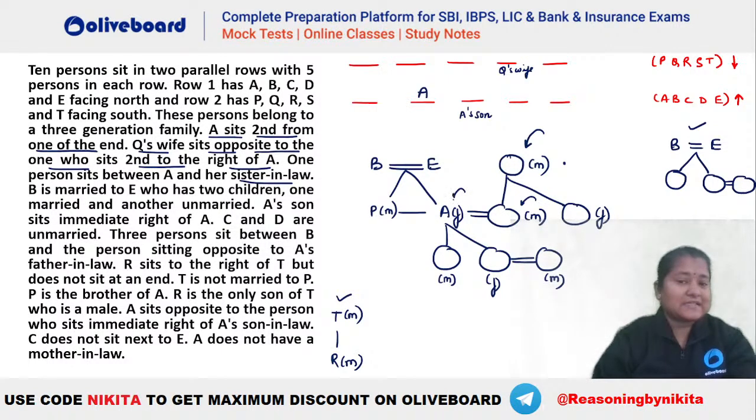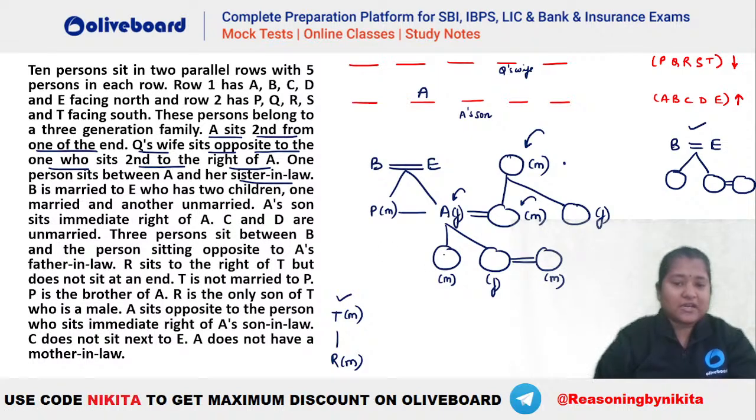Dekho, A has a son. Okay, A has a son and it is given A's son has to be immediate right of A. So we know that this person has to be either C or D, isn't it? Let's say it can be B, C or D, E, right? So A, B, C, D, E ही हो सकते हैं इस particular row में. So you can see this particular person can be B, no. Can be E, no. So that means this person can be only C or D.